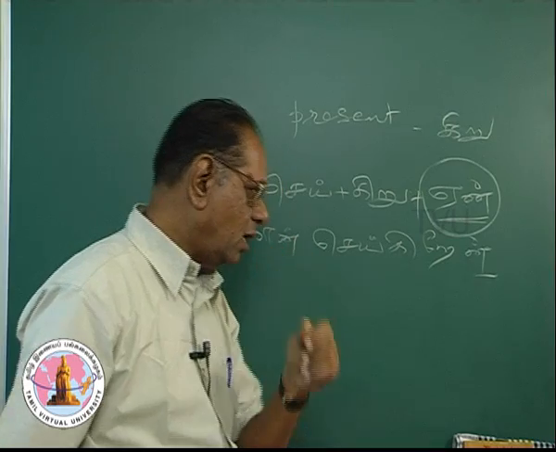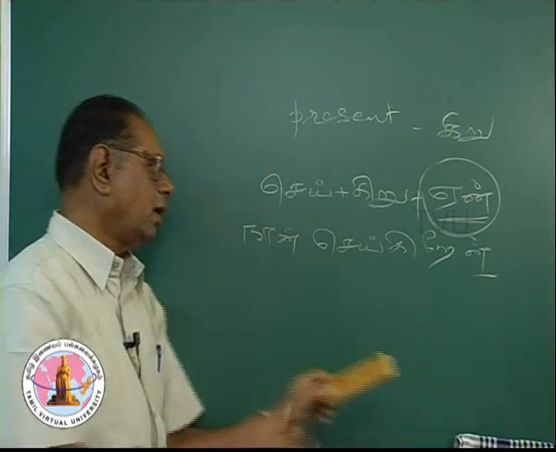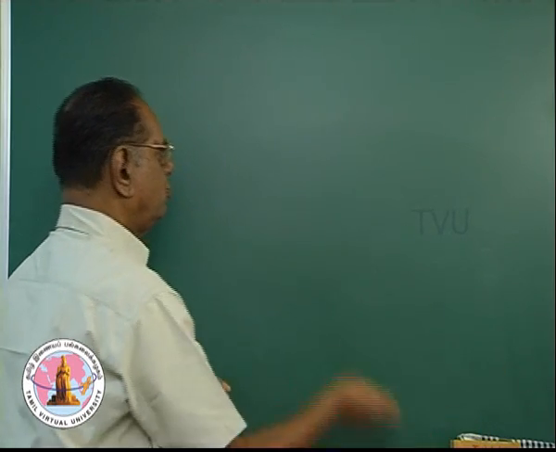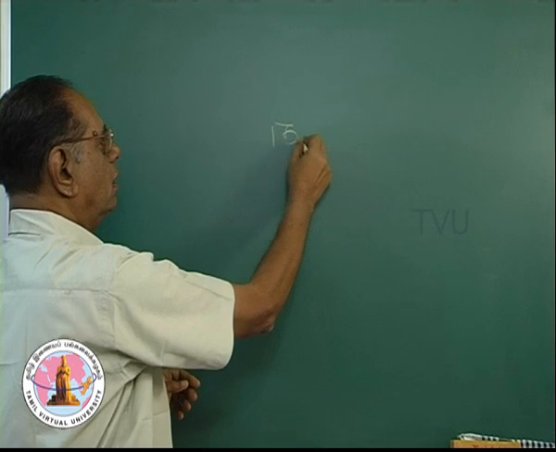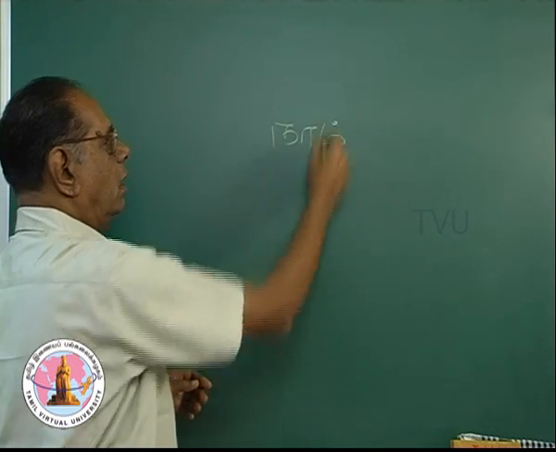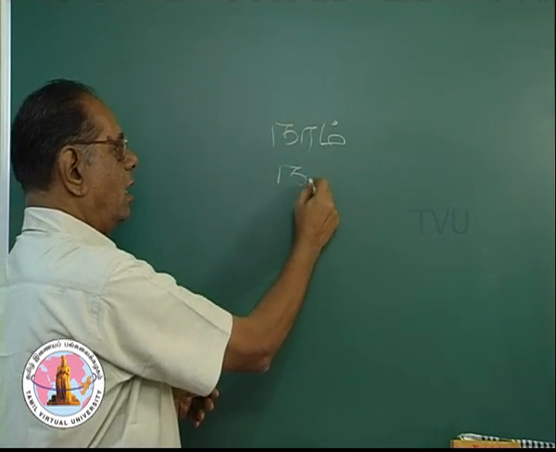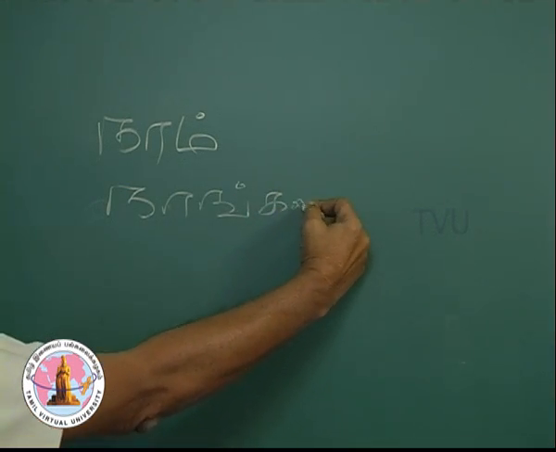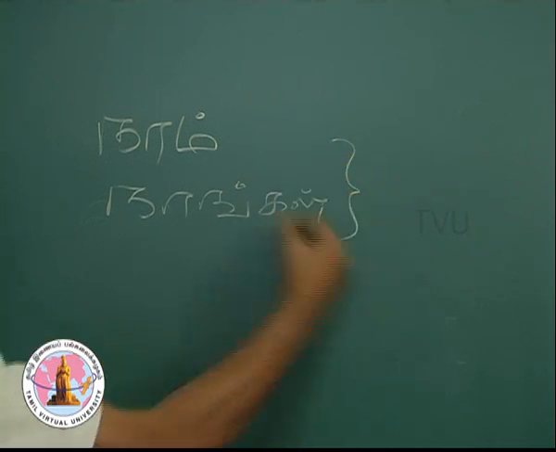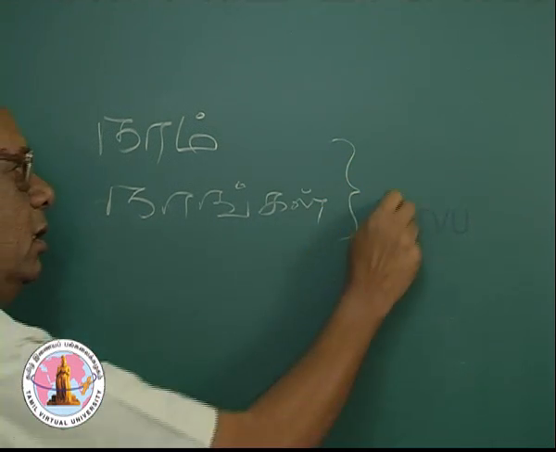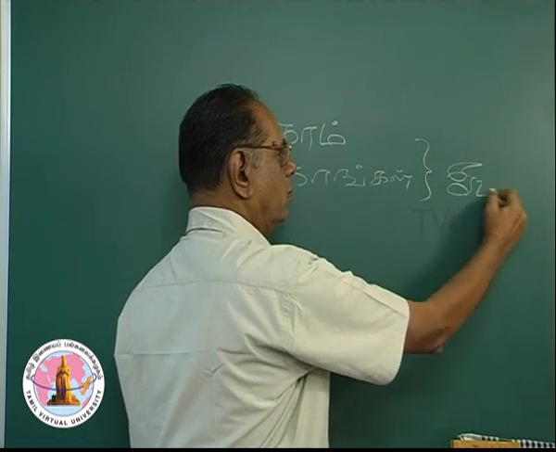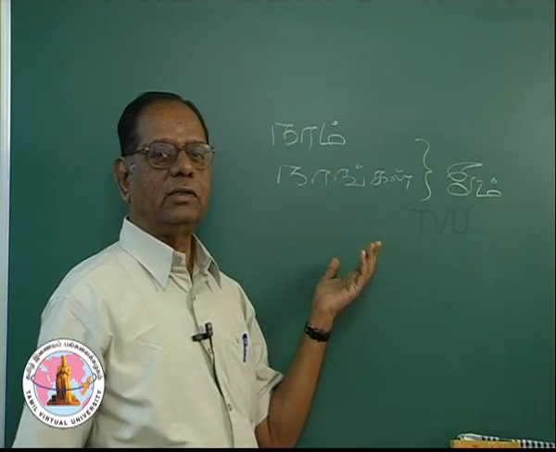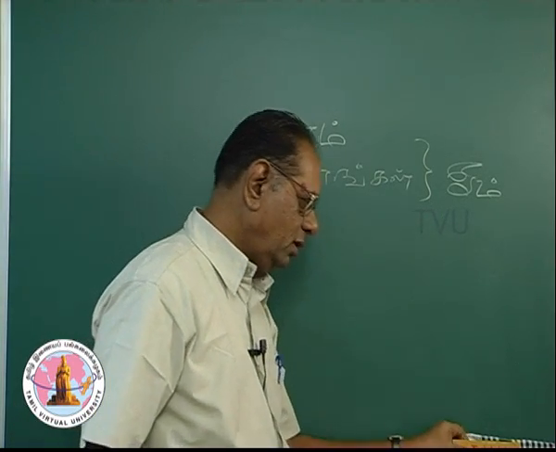So also we saw for plural, first person plural. Do you remember what it was? First person plural, நாம் or நாங்கள். For these two, the person marker would be om. So also we saw the second person and the third person with all the details.